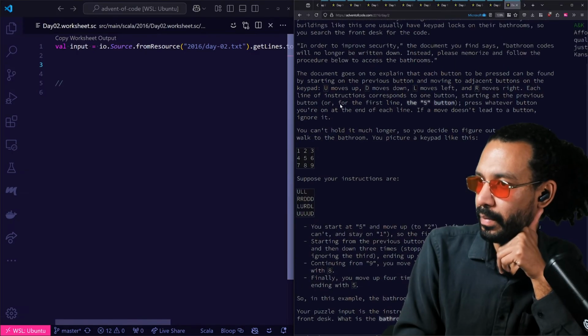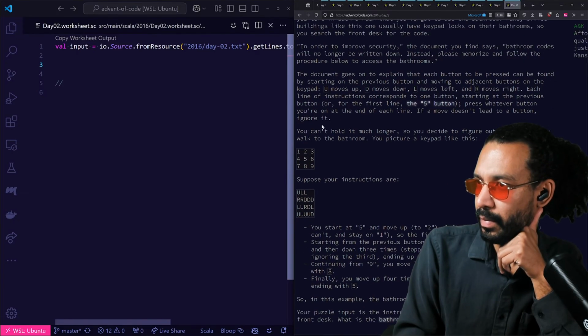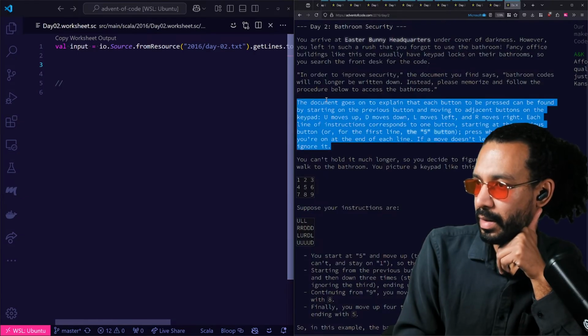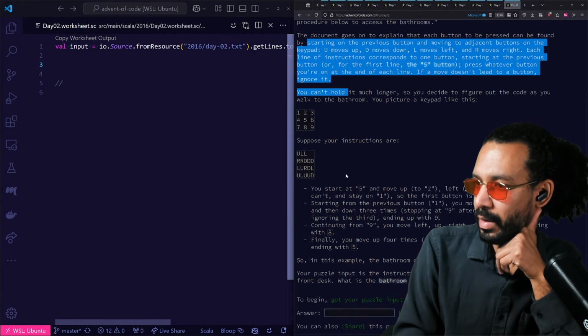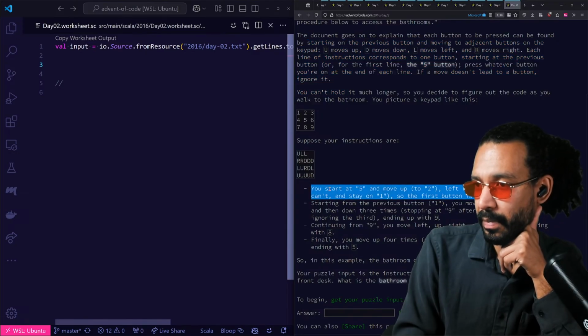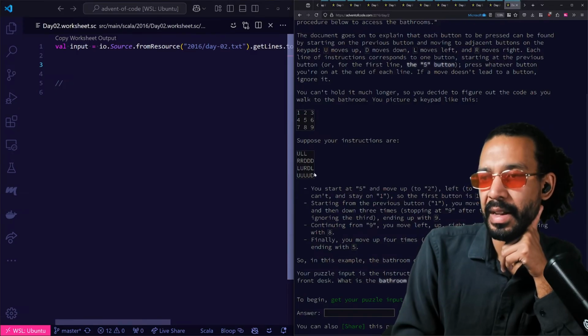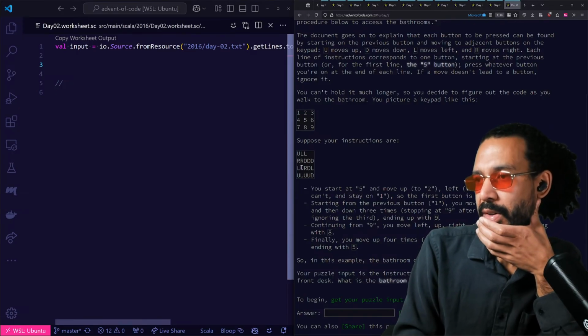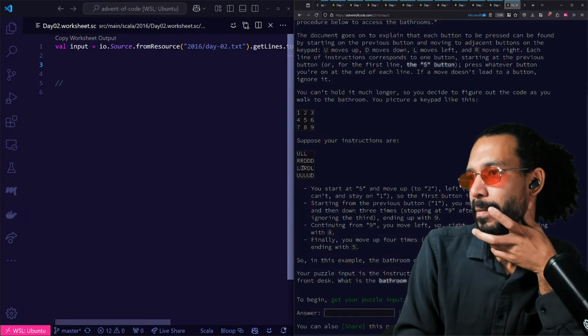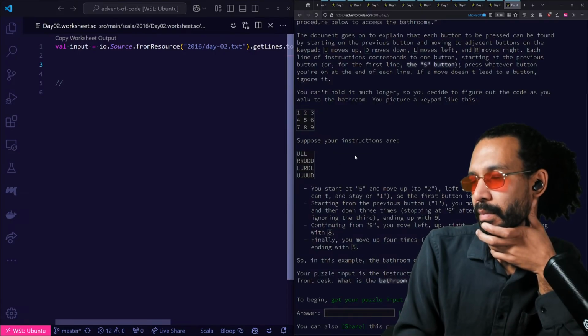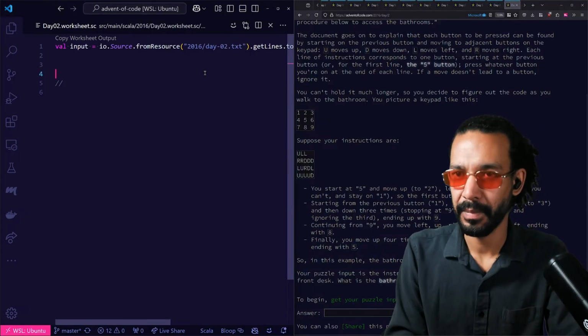Okay. Where does it start? We start at 5. Move up and then left to 1. And you can't move left again, so you stay on 1. All right. So instead of hitting the back border, you just stay in place. Okay.